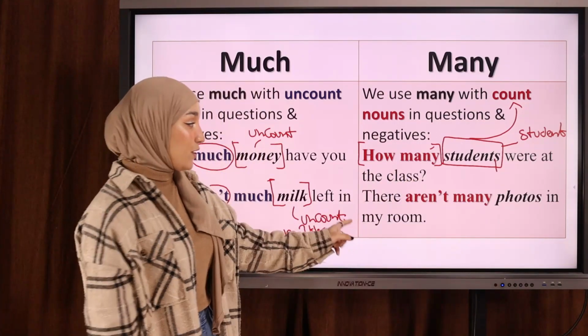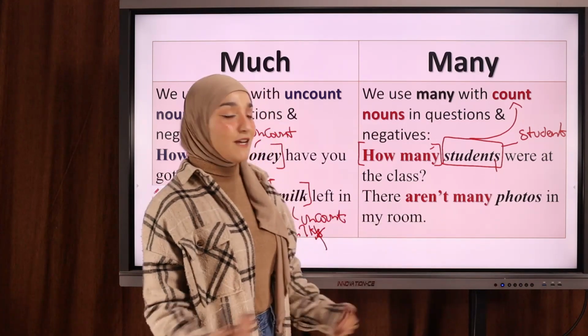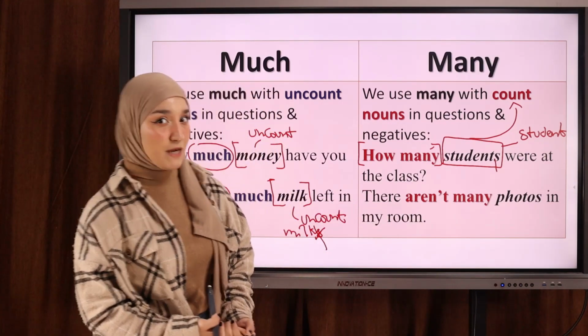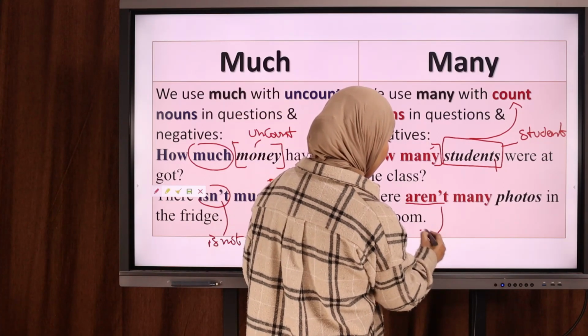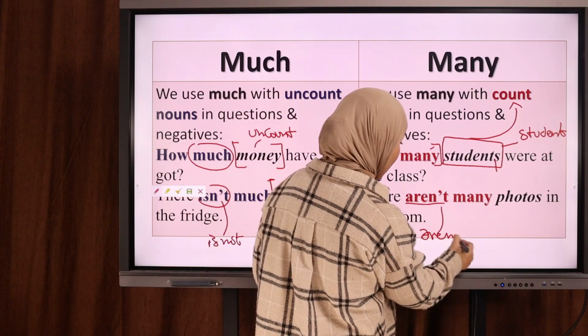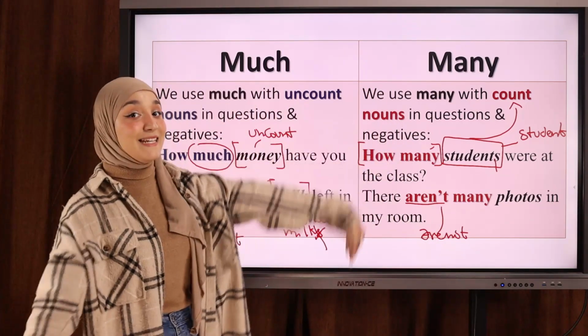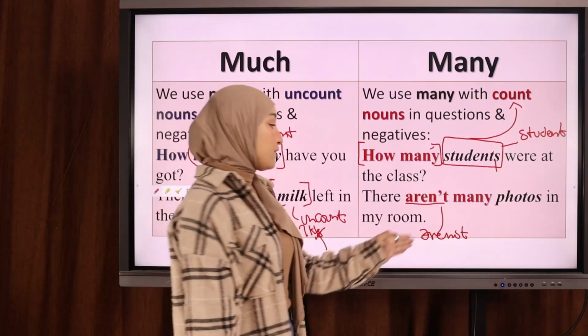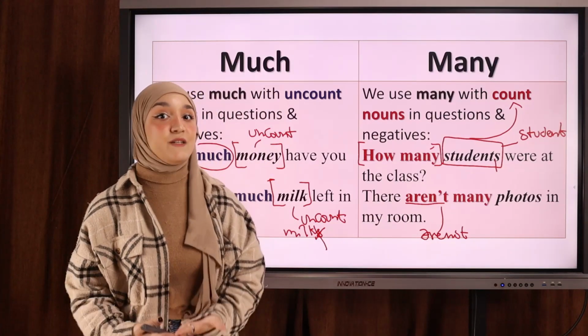The second example, المثال الثاني: there aren't many photos in my room. Aren't here is a contraction, هي صيغة مبسطة للصيغة المفصلة are not. So here I use the negative form. There aren't many photos in my room. Okay? لا يوجد الكثير من الصور في غرفتي.